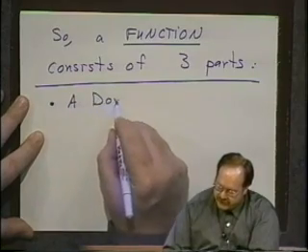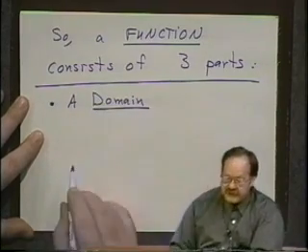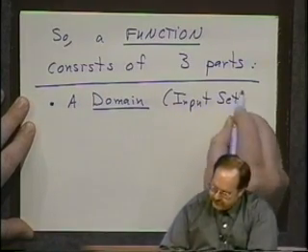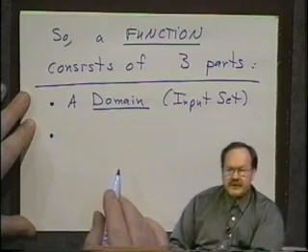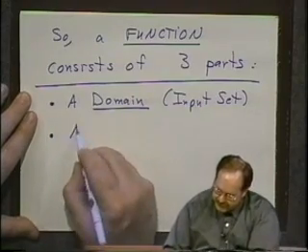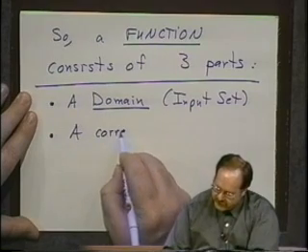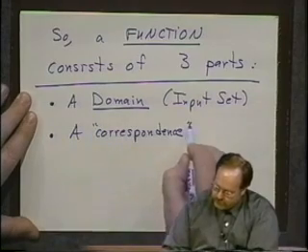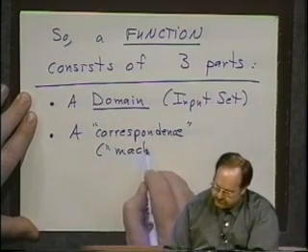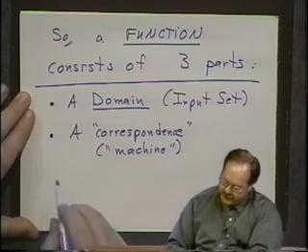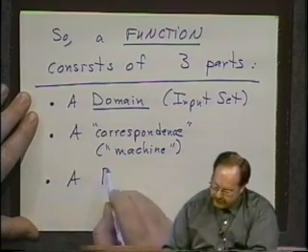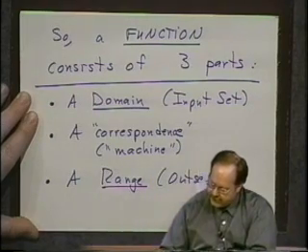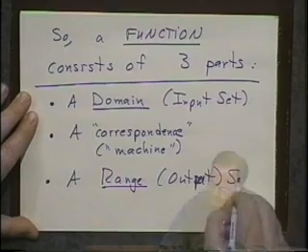First part is a domain. And remember, that's the input set. Why did I write that down? The input set. The things upon which the function is allowed to act. It is also consisting of a correspondence. Or, if you like, machine. What the function actually does. And finally, a range, which is the output set. Output set.